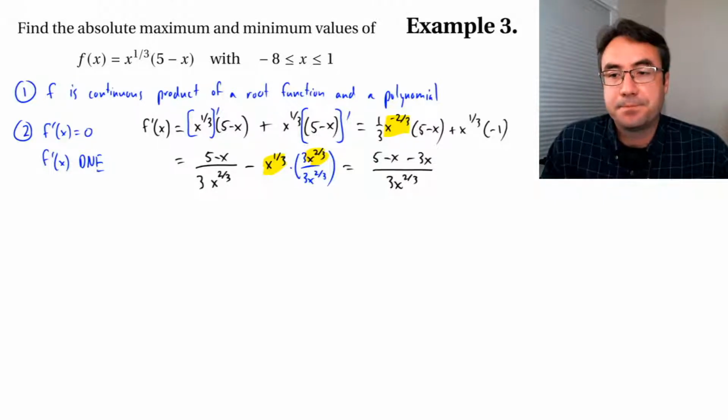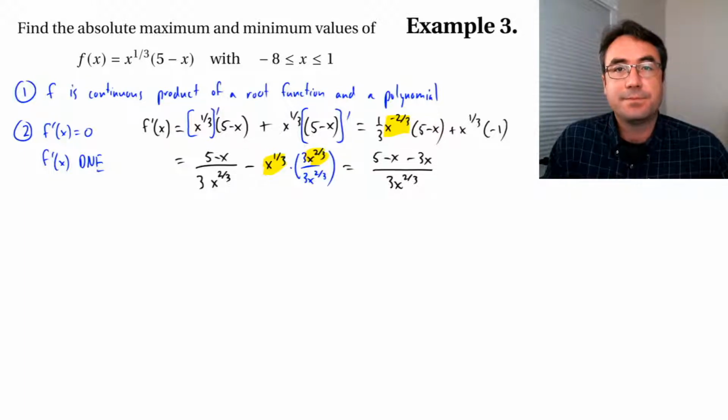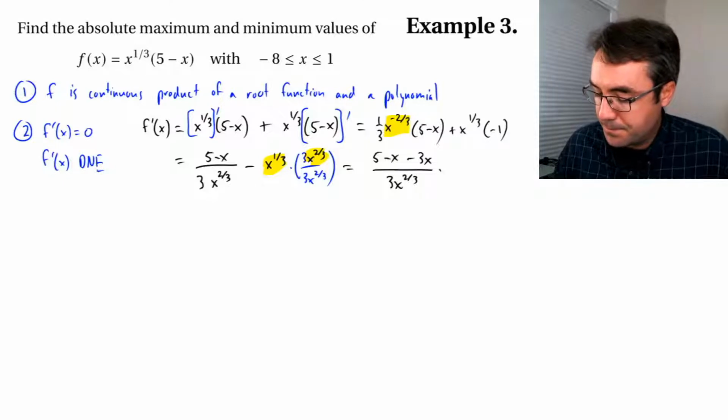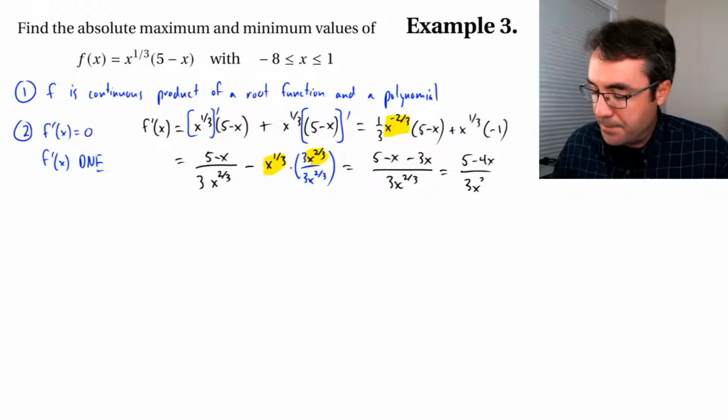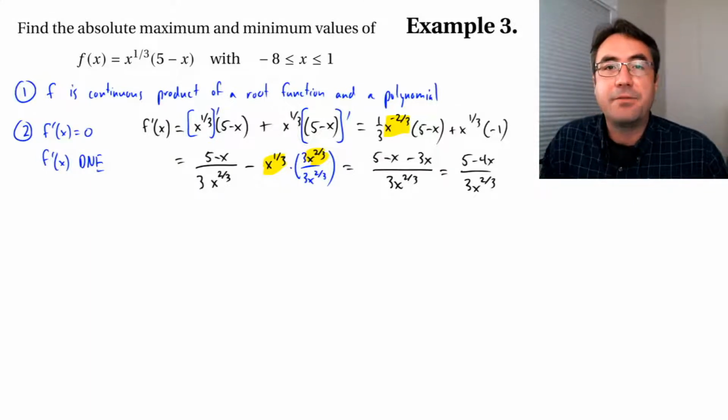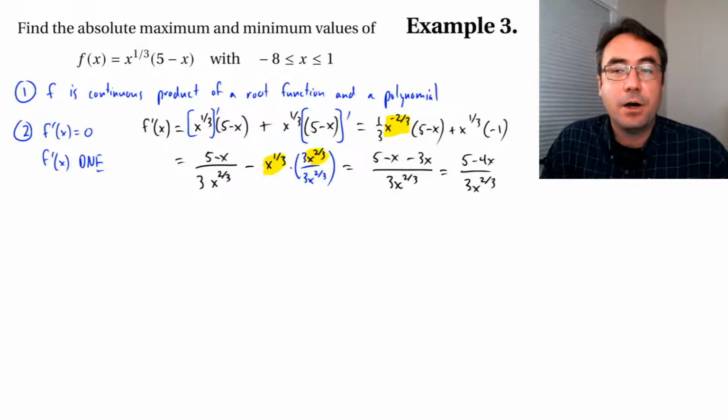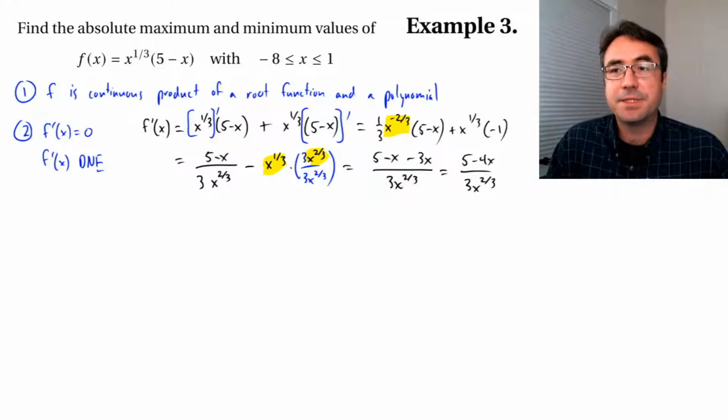All right, so there's our almost simplified fraction. We just do a little bit more, and we just clean up the numerator just a little bit. 5 minus 4x all over 3x to the 2/3 power. All right, so that's about as good as we can get it.